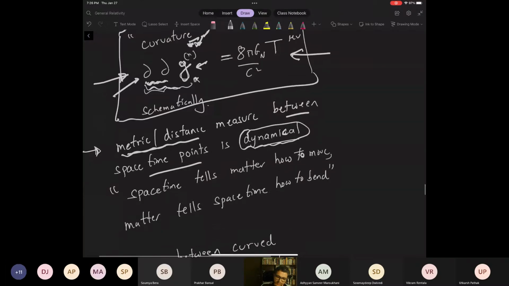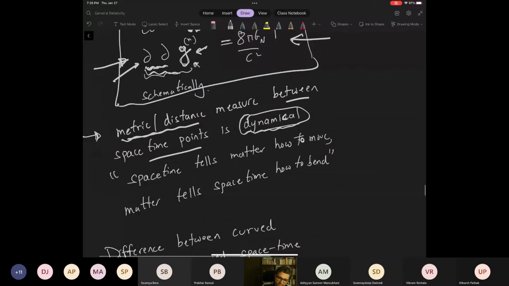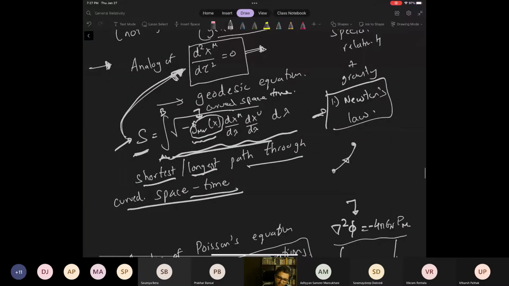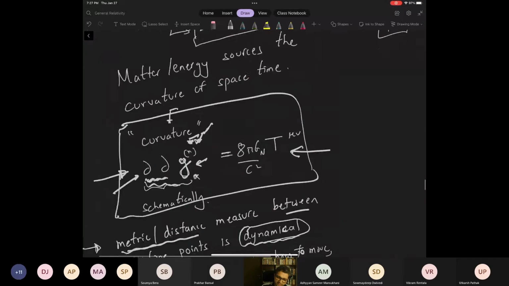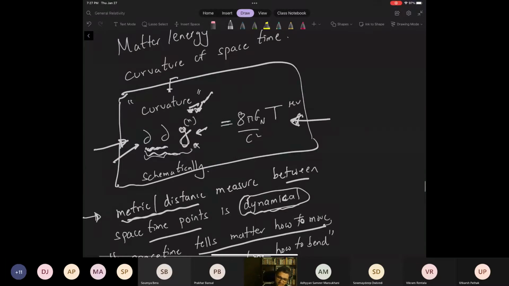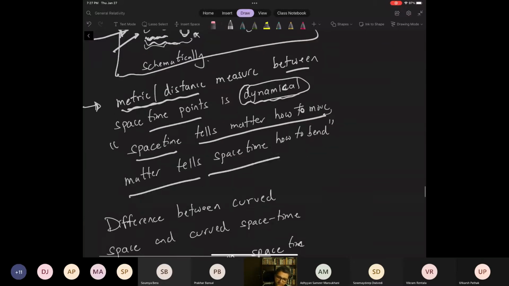That matter and energy distribution sources the curvature of space-time. So this is captured by this slogan: the geodesic equation, or the fact that particles travel the shortest distance in space-time, is given by the statement that space-time tells matter how to move. That is, in a curved space-time, particles will follow the extremum distance between two space-time points. And this equation tells us that if you have matter, any kind of matter or energy, then this matter or energy will cause the bending of space-time. So matter tells space-time how to bend.